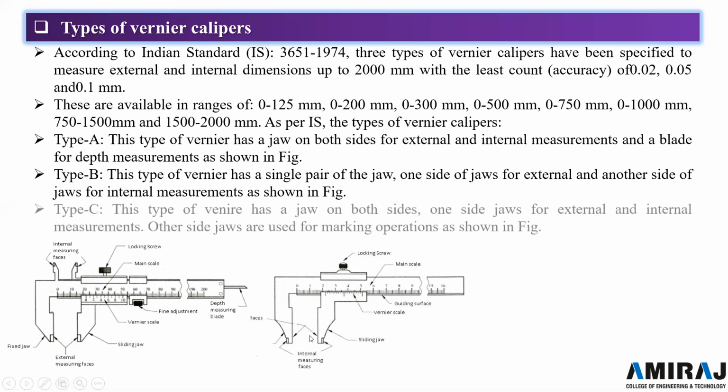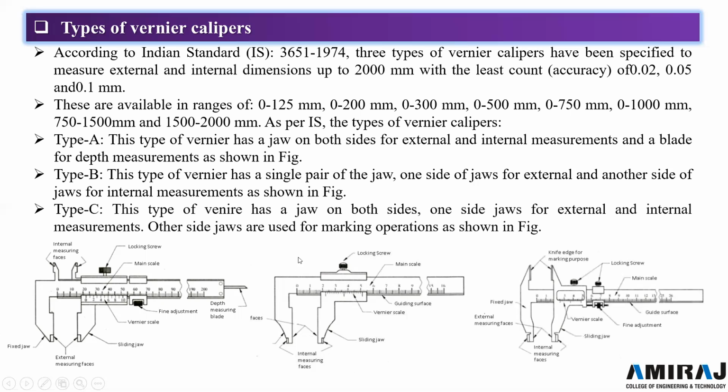And there is type C, which has jaws on both sides. One side is used for external and internal measurement, while the other side is used for marking operation. So these are used for the marking operation while these are used for internal and external measurement. So these are the types of vernier calipers.